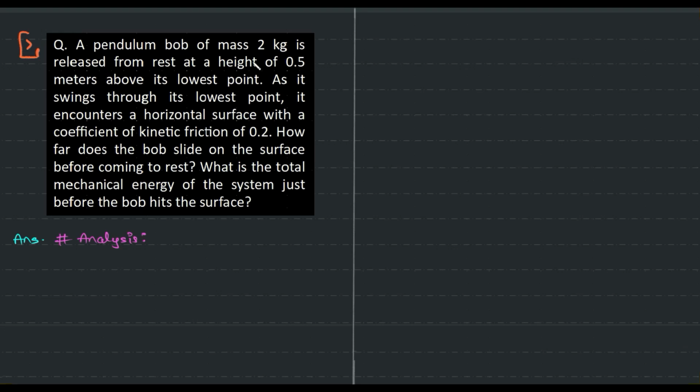So we have a pendulum bob of mass 2 kg released from rest at a height of 0.5 meters from the lowest point. So vertical height is given.